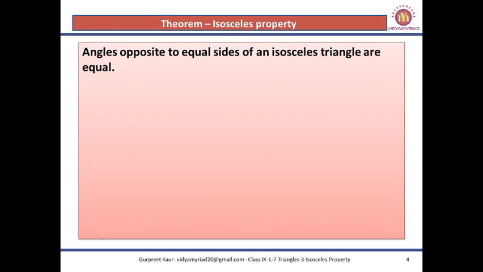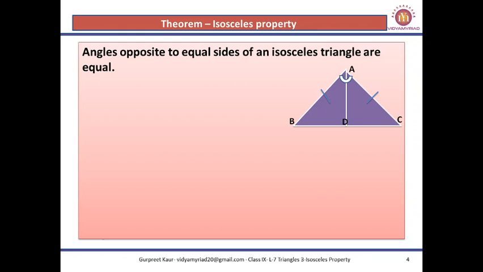Let's begin with the first theorem of the isosceles property, which states that angles opposite to equal sides of an isosceles triangle are equal. So first we should draw the isosceles triangle. ABC is an isosceles triangle and we are given that two sides are equal, AB is equal to AC. We need to prove that angle B is equal to angle C.